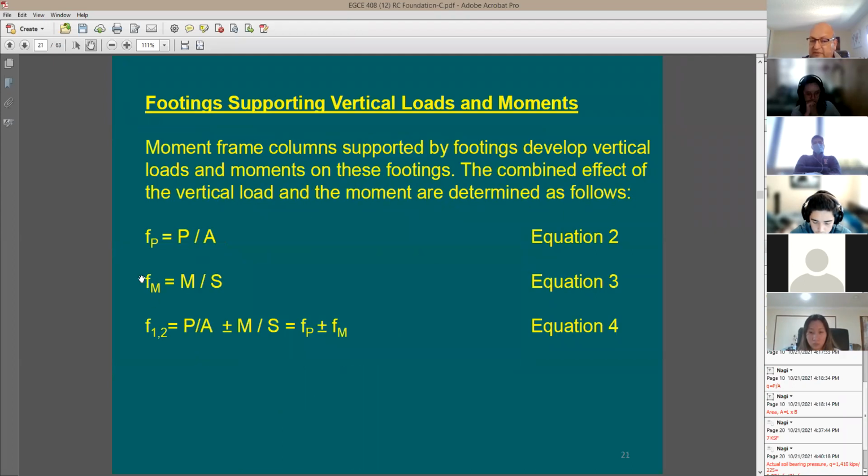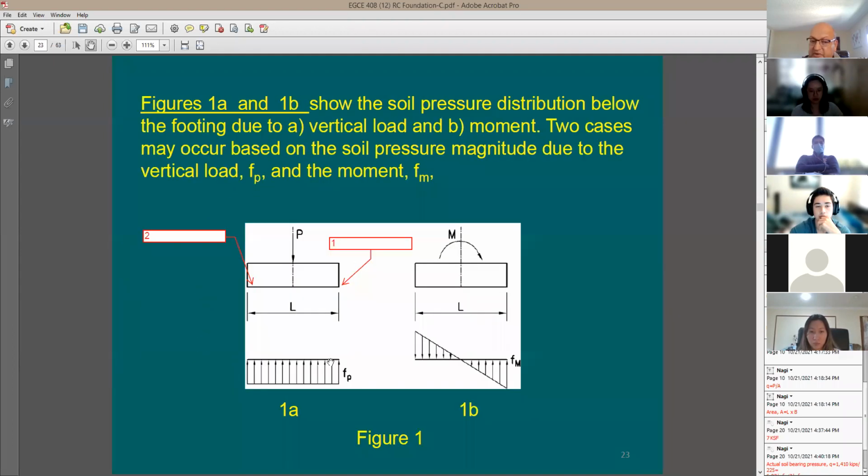This explains, if I go back a couple of slides, the reason that on one side we're going to be adding the pressure due to the vertical load plus or minus the pressure due to moment. So it's going to be F sub P plus or minus. Why plus or minus? It says 1 and 2 because you're going to have two sides. One side is going to be additive, the other side is going to be subtractive.